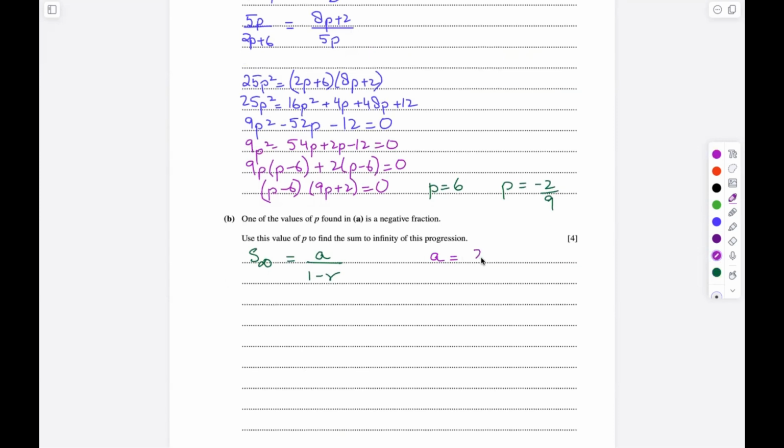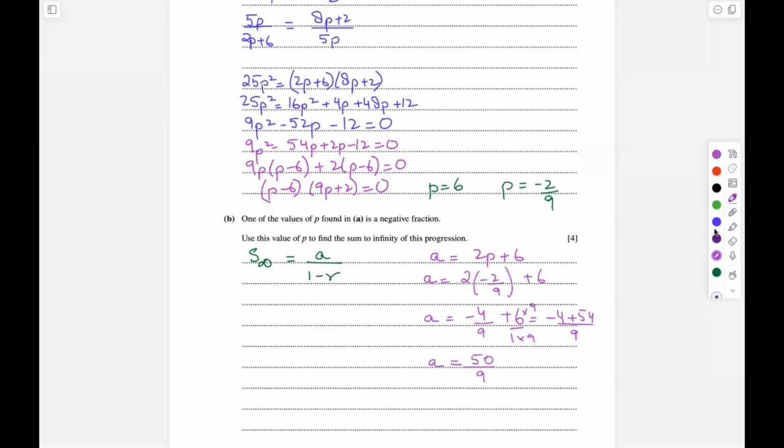So as a is 2p plus 6, we can substitute the negative value of p, which was minus 2 upon 9. So that will become 2 into minus 2 upon 9 plus 6. Simplifying, we'll get minus 4 upon 9 plus 6. Taking the LCM, so this will multiply by 9. So that will become minus 4 plus 6 times 9 is 54 upon 9. So the value of a will be 50 upon 9.